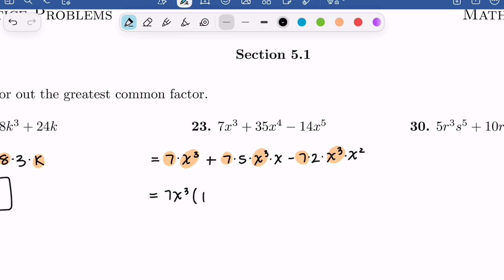And we can always check our answer by distributing or foiling. Now this next term, if I pull out a 7x cubed, I'm going to be left with a 5x.